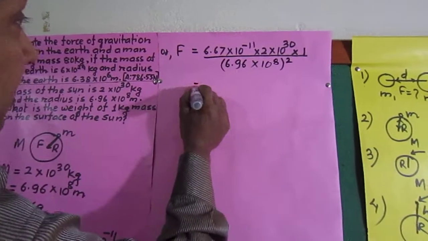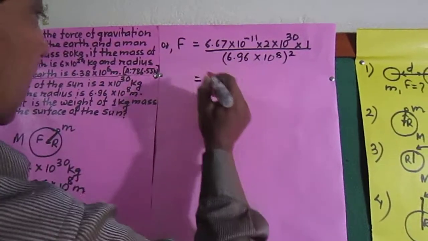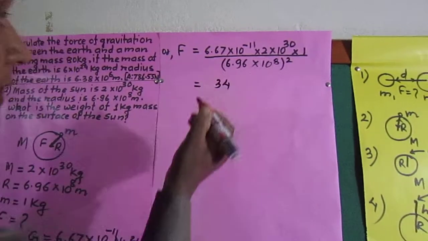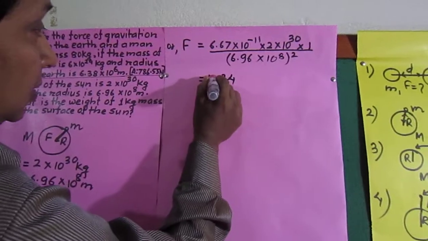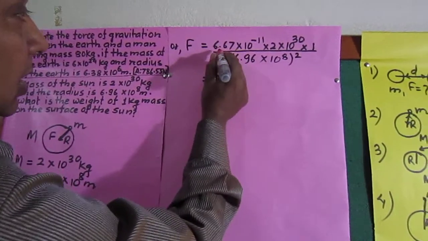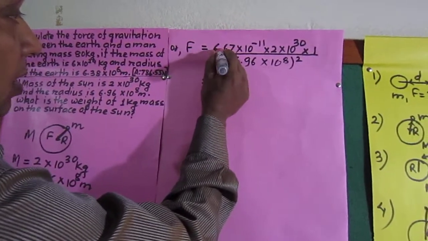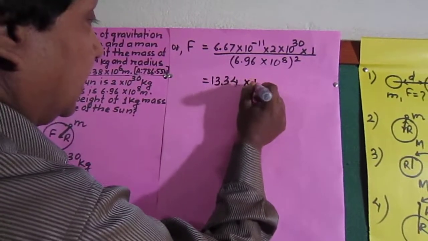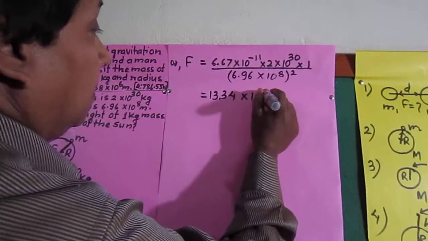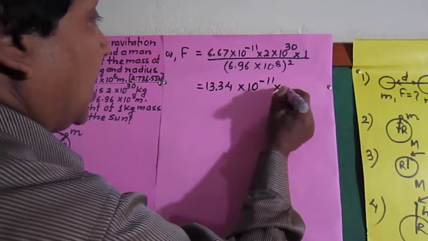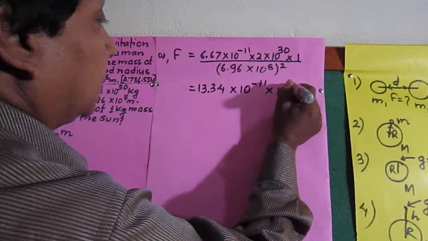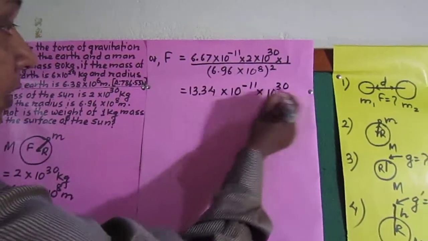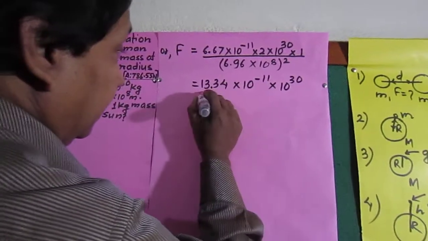Now we are going to multiply this. 2 7s are 14, 4, 3, 13. There is a point after 2 digits. That's why 13.34 multiplied by 10 to the power minus 11 multiplied by 10 to the power 30. We multiply these numbers and the power of 10 is taken differently.